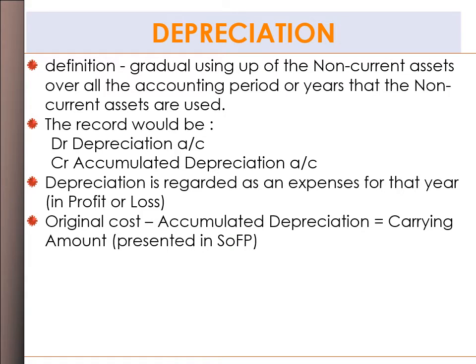However, remember that we discussed the format of the statement of financial position. The tangible asset has 3 columns, that is cost, accumulated depreciation, and the carrying value, because the original cost will be deducted with the accumulated depreciation to arrive at the carrying amount in value.